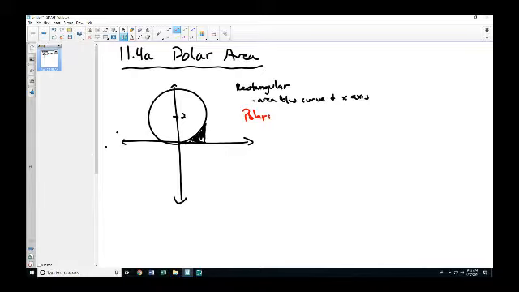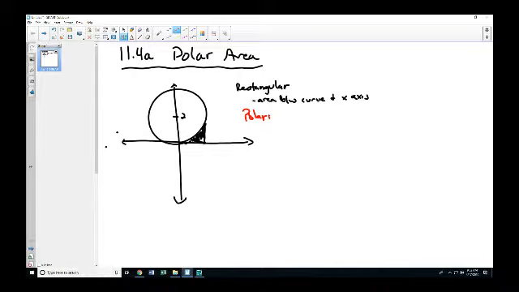So one way to think about it is rectangular plots points x and y, right? Because you have this area that's formed. How does polar plot points? On theta. So you have an angle and a radius, correct? That's exactly how the area is calculated.